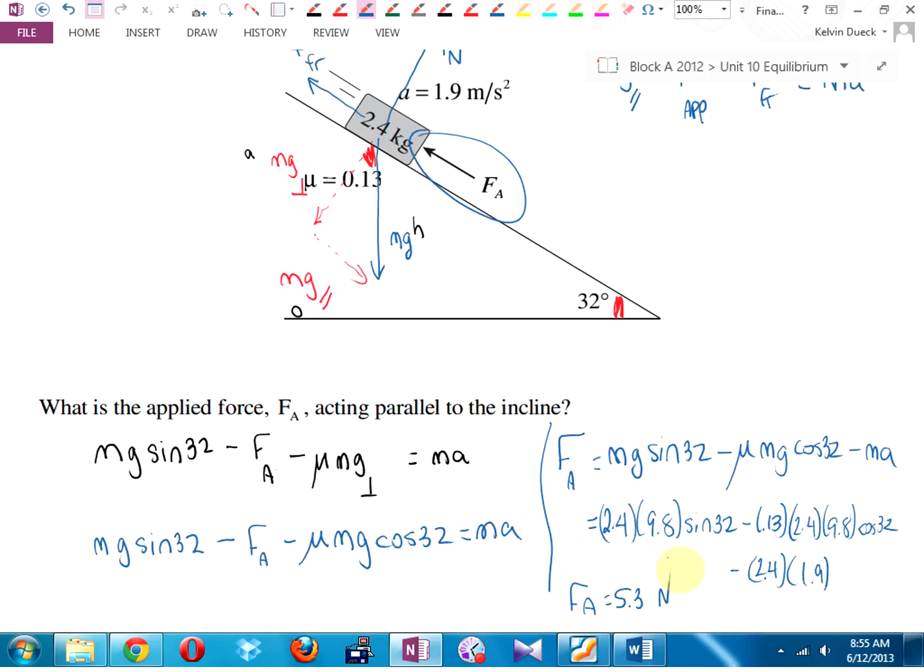Or I could have given you the applied force, and I could say find something else. For example, I could say find mu, the coefficient of friction. In fact, that's really about the only something else I could ask you to find. I wouldn't ask you to find theta. That would be fair game next year in university, but not this year. And I wouldn't ask you to find the mass, because that's kind of boring.